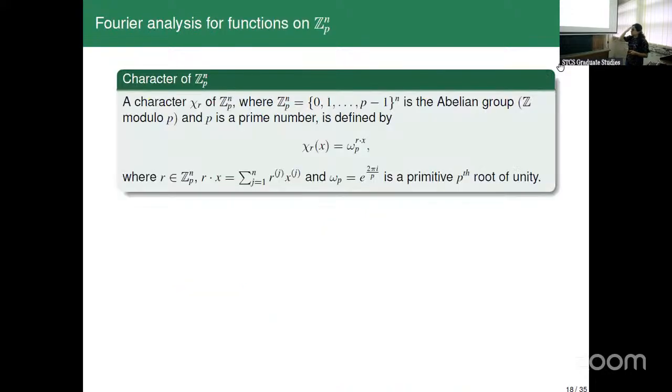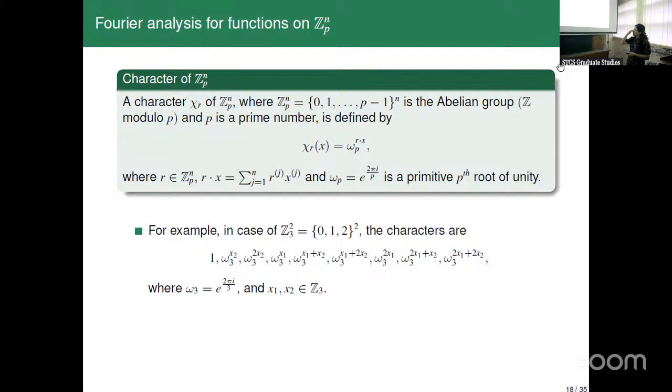So what is the character in this case? In case of Z_p^n, from now on I'll explain everything for Z_p^n to make things easier. So a character is defined to be omega p to the power r dot x. Here omega p is the primitive pth root of unity. And r dot x means the component-wise sum of the component-wise product of r and x. So characters are also complex numbers.